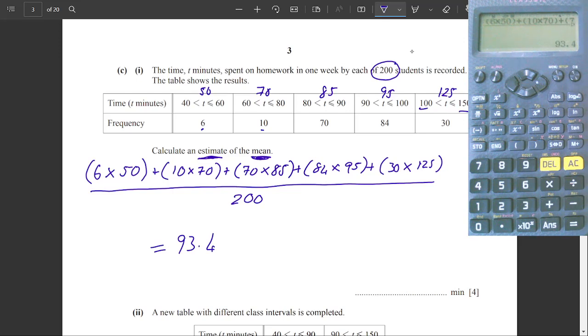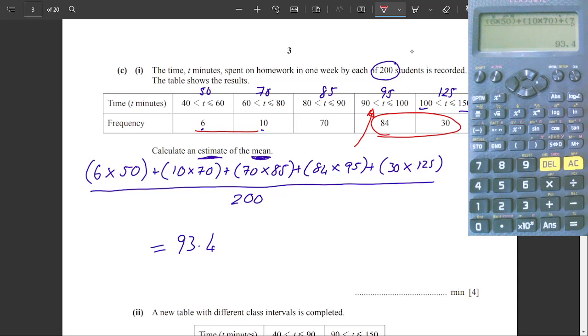Where does 93.4 fall in my table? 93.4 will be around about here. Okay. Is that roughly in the middle? Yes, because the table is weighted more. There's 84 and 30 here. These numbers here are smaller. So 93.4 is roughly in the middle. So it is a viable answer.